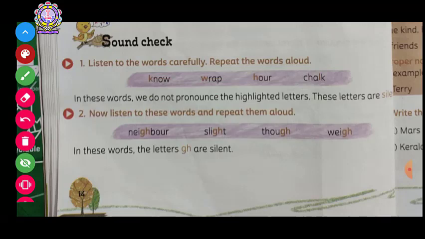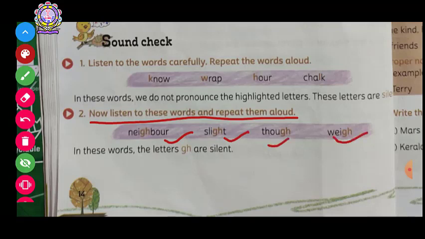Now what's written next? Now listen to these words and repeat aloud. We have to listen to the words which are given down and then repeat them. So you can repeat after me. Your first word is neighbor, silent, though, way. In these words the letters GH are silent.